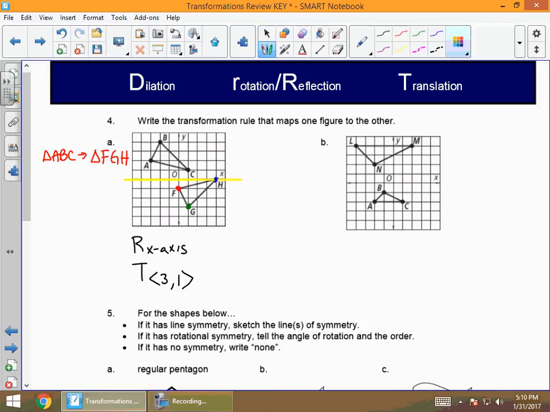All right, as I look at B, it's the same thing. I'm looking at little triangle ABC, and I'm going to try to map it to the other triangle. Looks like it would go then LNM. All right, so L is red, N will go green, M blue. So L and A, N and B, and M and C.